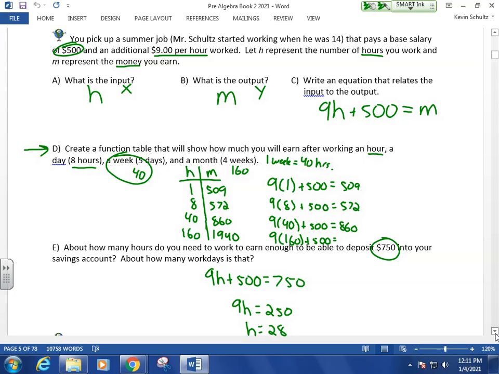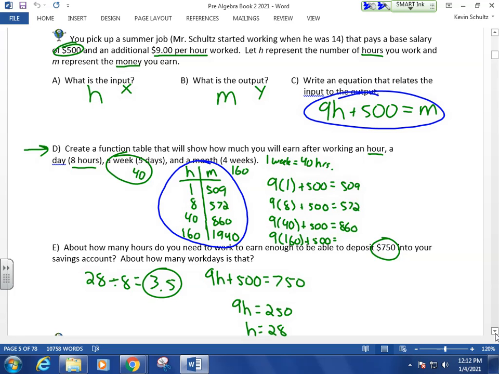And how many work days is that? Well, if a work day is 8 hours, then 28 divided by 8 gives us 3.5. So you only need to work 3.5 days to make your $750. Now, that's including the base salary, right? So if the next week you wanted to make another $750, you would not be able to include that $500 because you already used that for your first $750, and it only happens once. Okay, so this is what we're talking about here, this input-output stuff, and how we can take a situation, represent it as an equation, use it to predict future happenings, and then use it to solve for a specific situation.